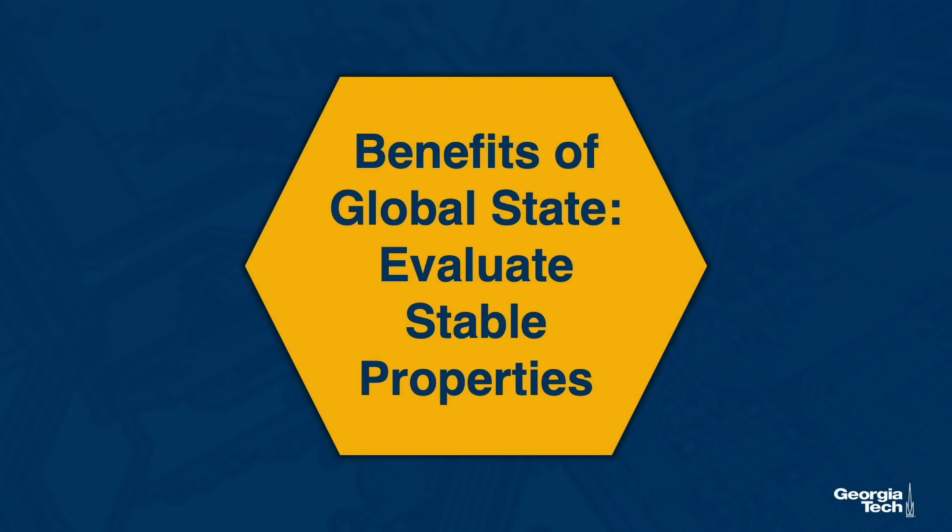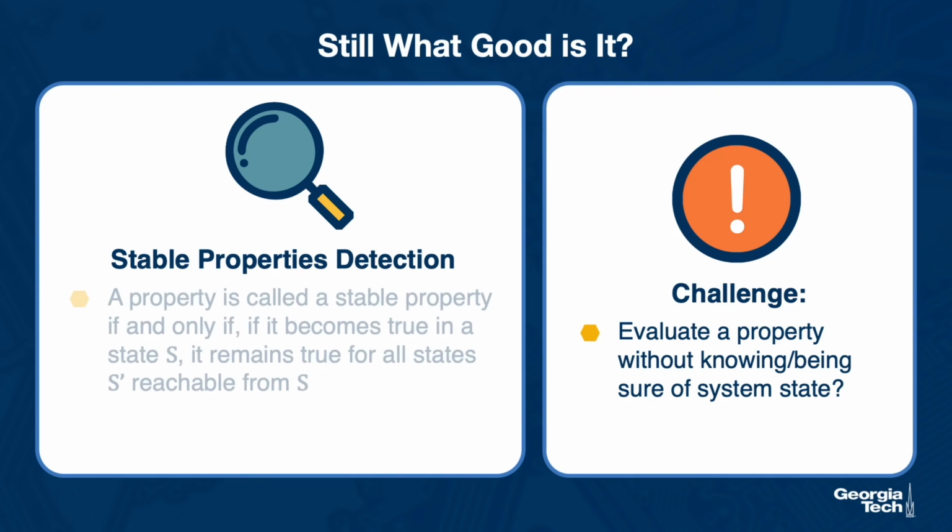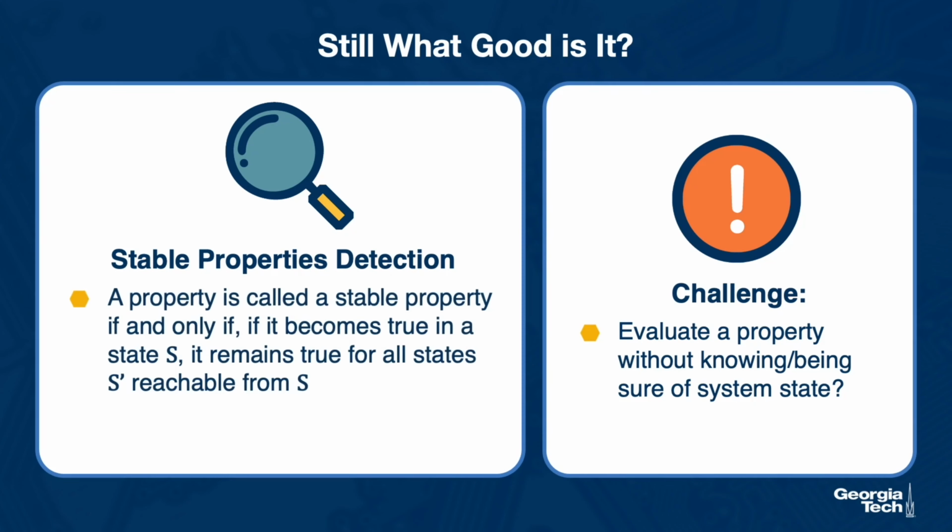Knowing a possible state of the system, such as this S star, is still very useful to know, even if the system wasn't ever in that state. It allows us to evaluate what are known as stable properties of the system. A stable property is a property of the system which, once it becomes true, remains true for the remainder of the execution of the system.